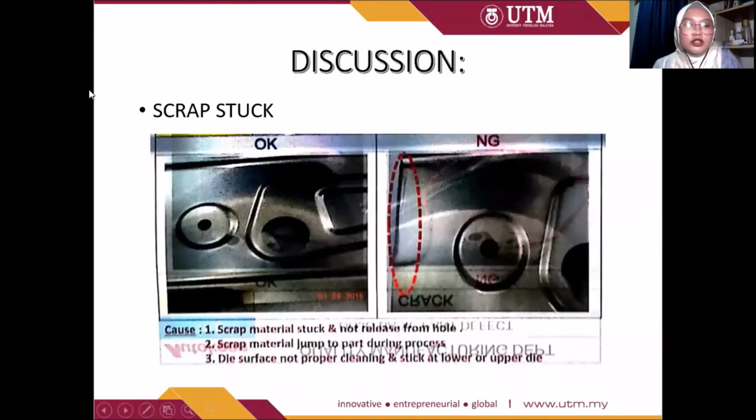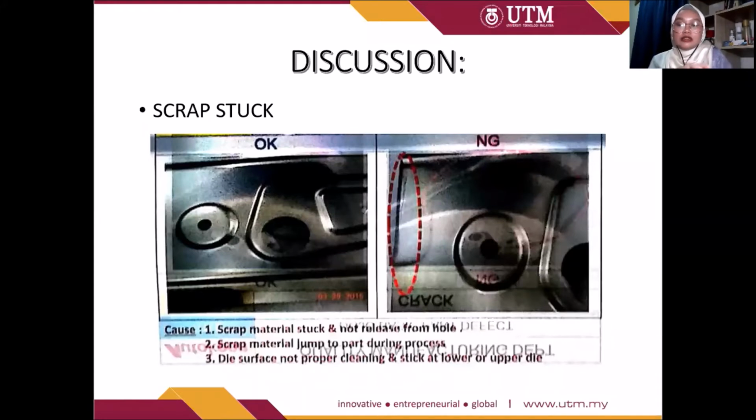So the next one is scratch start. This is the picture where the bar is NG and OK. If you look at the start one, they have something like dented here. So the cause is scrap material stuck and not released from the hole.